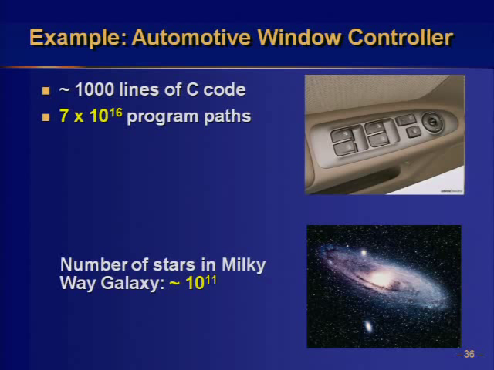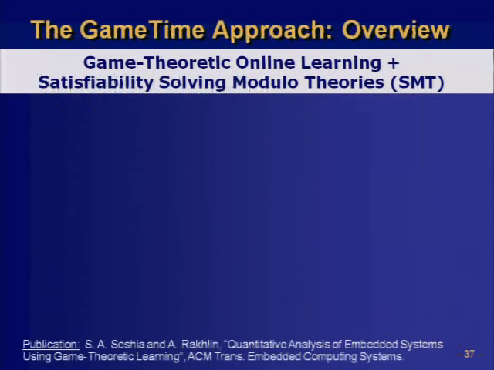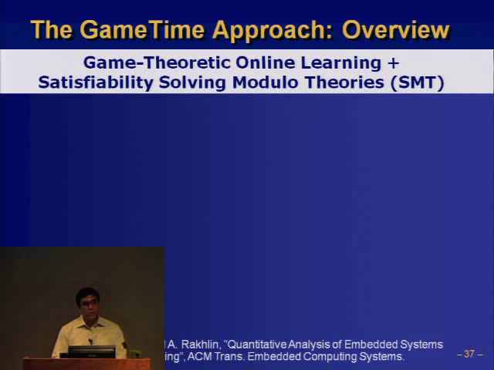To give a sense of scale for those who haven't seen this before, the number of stars in our galaxy is of the order of 10 to the 11. Right? So in this program, we have more paths than the number of stars in the Milky Way galaxy. So the way our approach works, very briefly, is to combine online learning with techniques that we used in the voting machine project, satisfiability modulo theories.